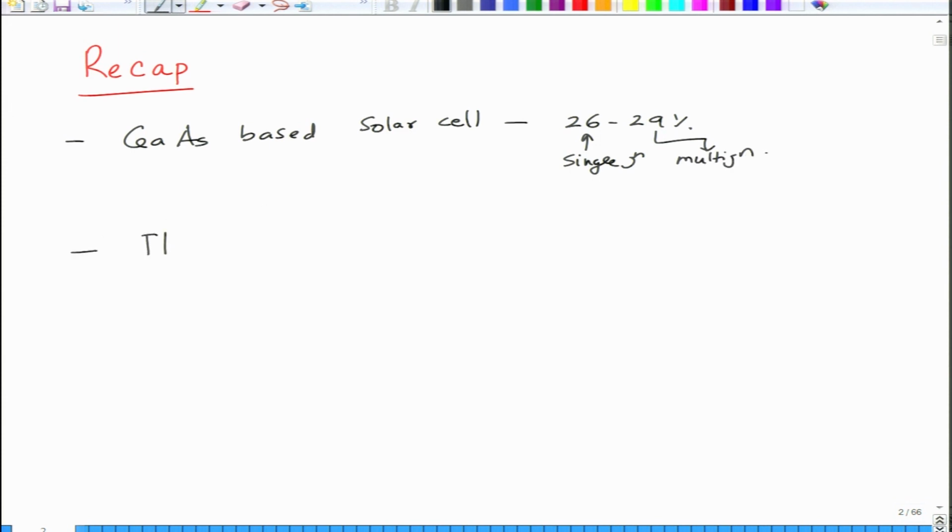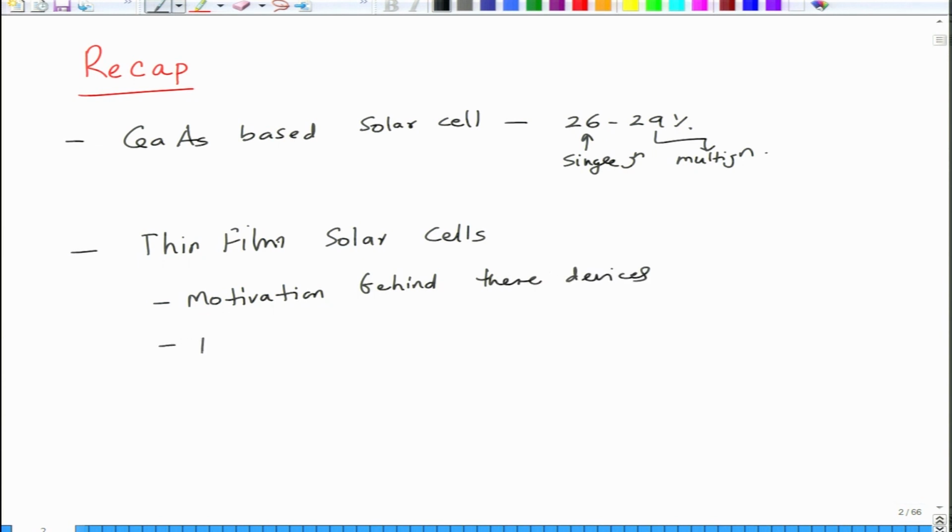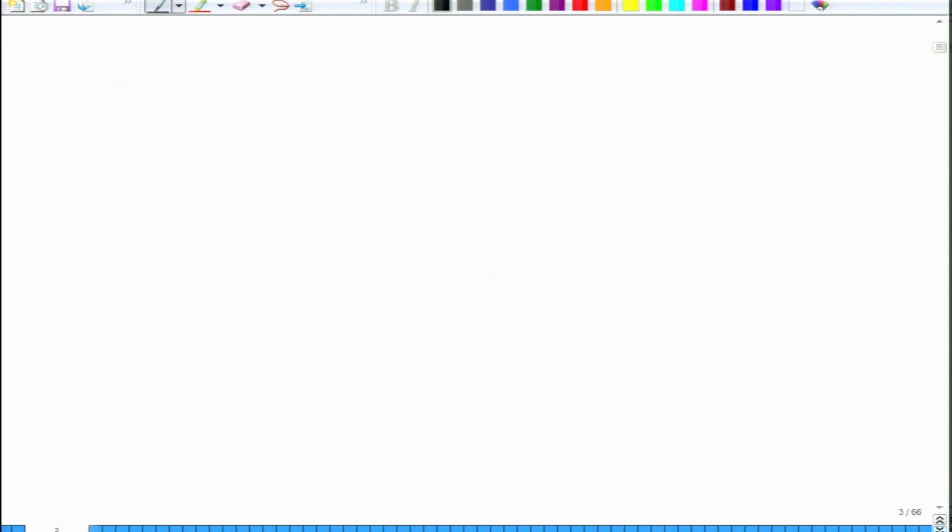Then we moved on to thin film solar cells, and we were just talking about the motivation behind these devices. The primary motivation is reduction in material cost by reducing its amount. Now, let us move to the technical contents. We begin our discussion with amorphous silicon solar cells.